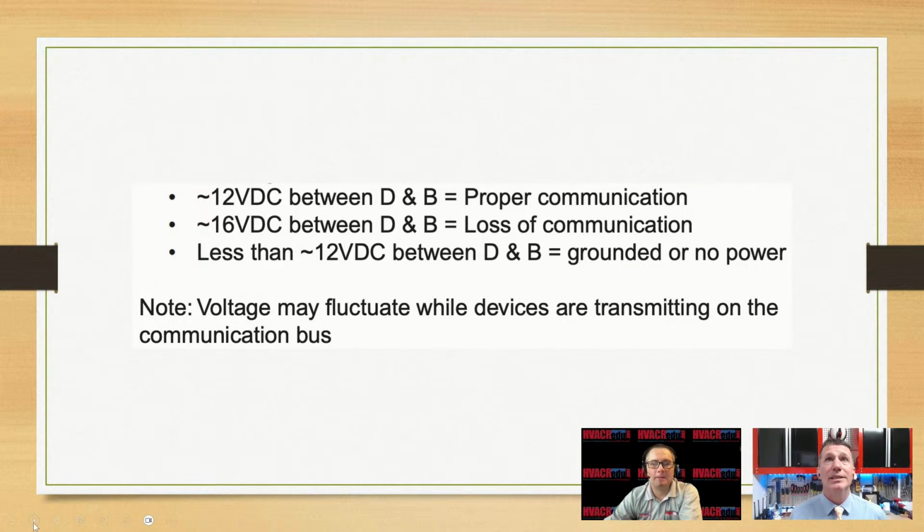If I read 16, I've had a lost communication. That means things are not connected. And if there's less than 12 volts DC between D and B, something is grounded, one of my wires is landed wrong, or I simply don't have power, or I burned up a power supply on my indoor unit. It's always possible. It also says the voltage may fluctuate while devices are transmitting on the communicating bus. So we may see that move a little bit.